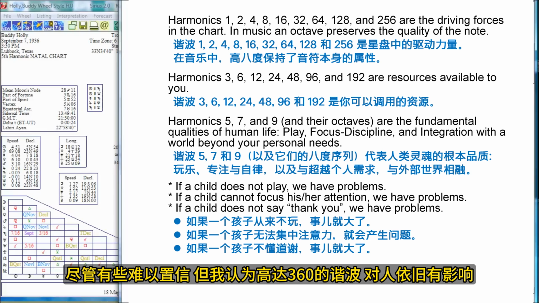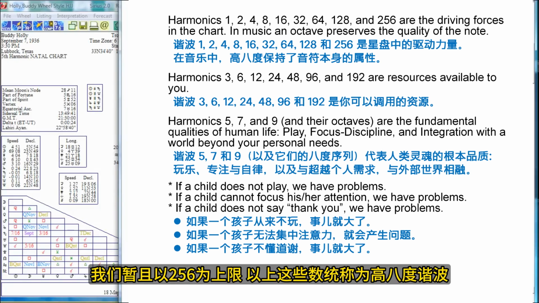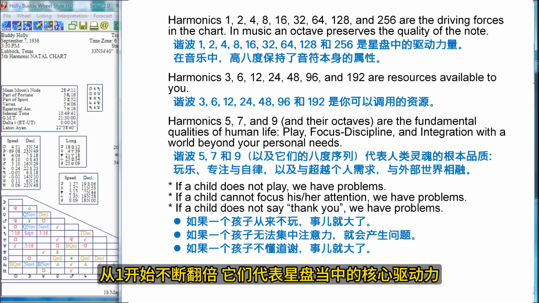have an influence on the person that may sound almost unbelievable, but is true. Our model seems to work very, very well using that assumption. So we'll stop at 256. So we call these the octave harmonics. You're doubling, starting with 1, and they are the driving forces in the chart.